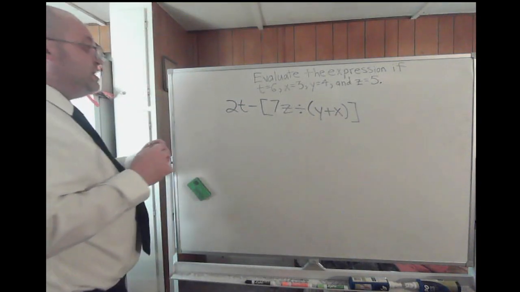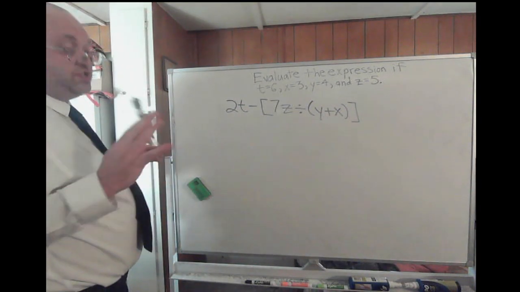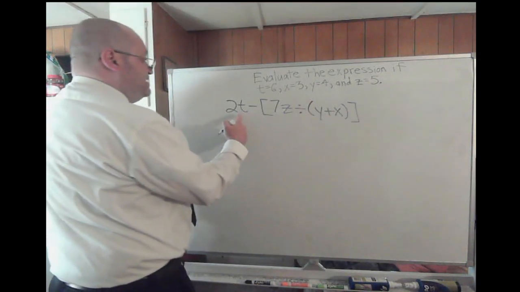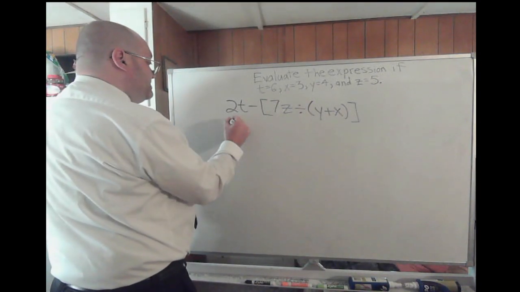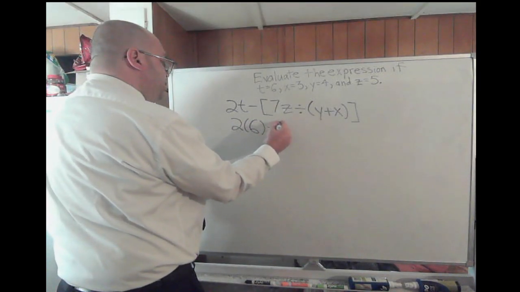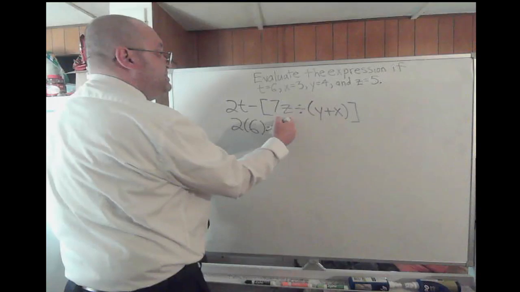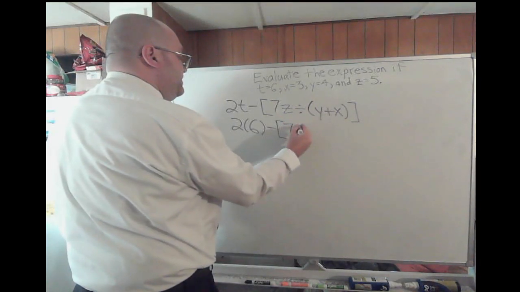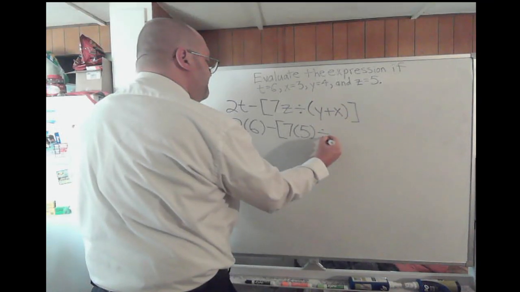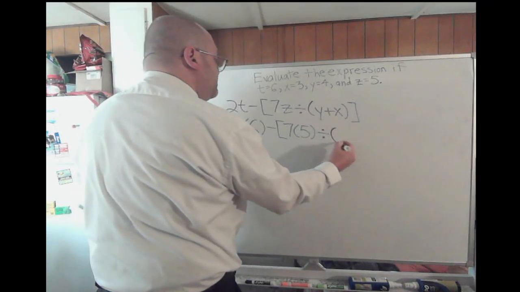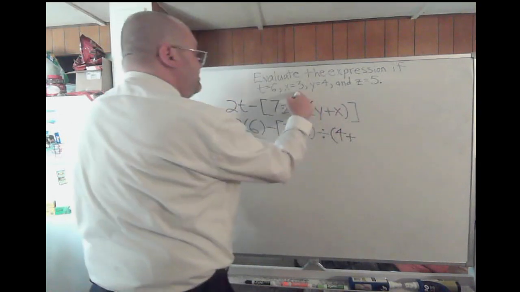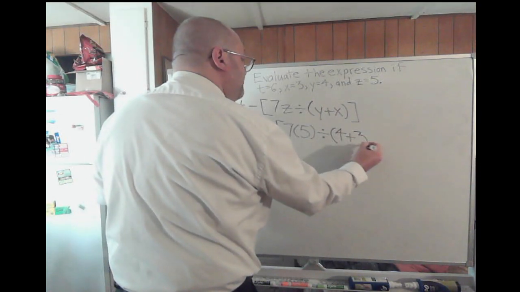Alright. So all we got to do here to start, put in the values of your variables. Outside the parentheses, you have 2 times t. T is equal to 6, so you'll do 2 times 6. Minus, we'll go inside the brackets. You have 7 times z. So z is equal to 5. You'd have 7 times 5. All divided by, in parentheses, you'd have y plus x. Well, y is 4, plus the value of x, which is 3.